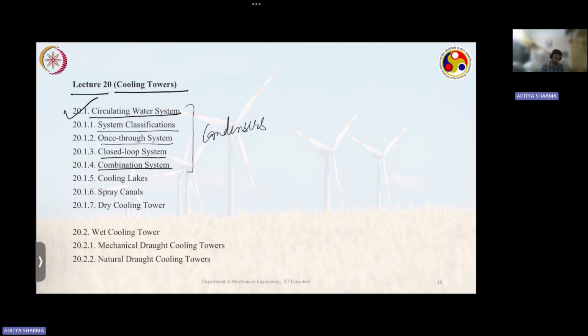Then closed loop system is there, then combination system is there. Then cooling lakes, spray canals, dry cooling tower. Then is your wet cooling tower. So wet cooling tower has been extensively discussed. In it there are two major types. One is mechanical draught cooling tower. Then is your natural draught cooling tower.